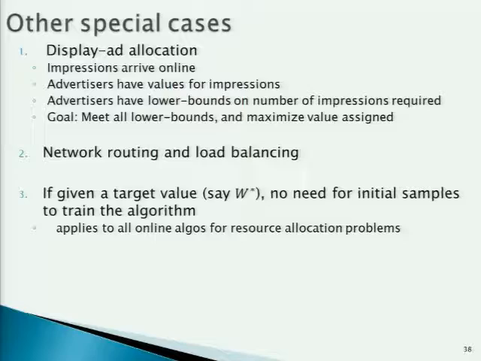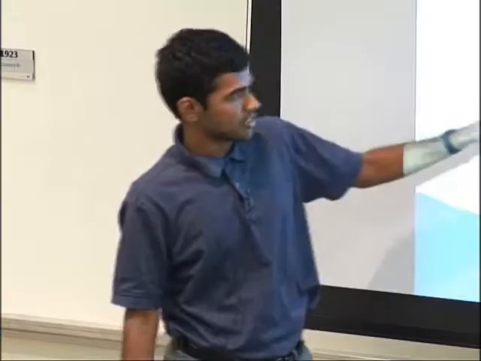And the other application is that many algorithms actually require a training phase when they are dealing with distributions. They train their algorithm on a few samples, and then based on this training, the algorithm performs on the remaining samples. But if we use our algorithm with some given target W star to achieve, you don't need to train at all. It straight away works. So for all those algorithms, this can be used as a replacement, and we point out some instances in the paper.